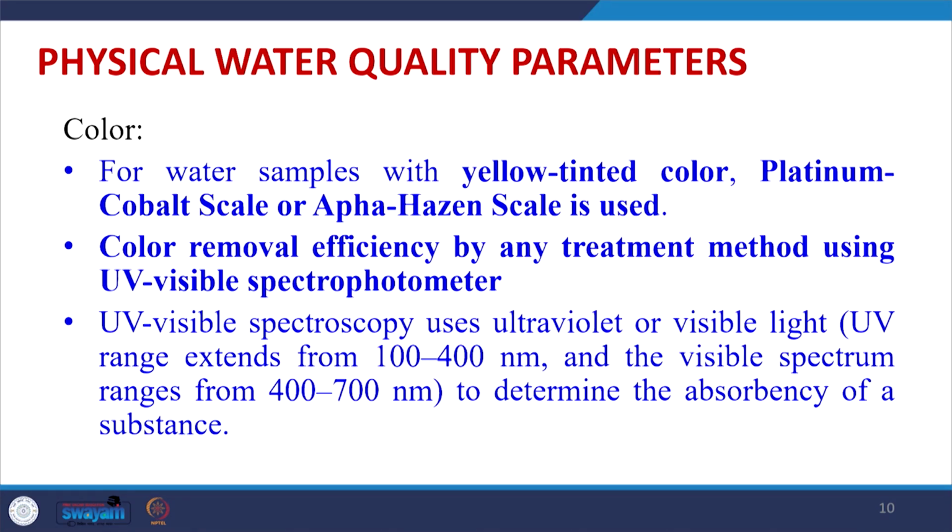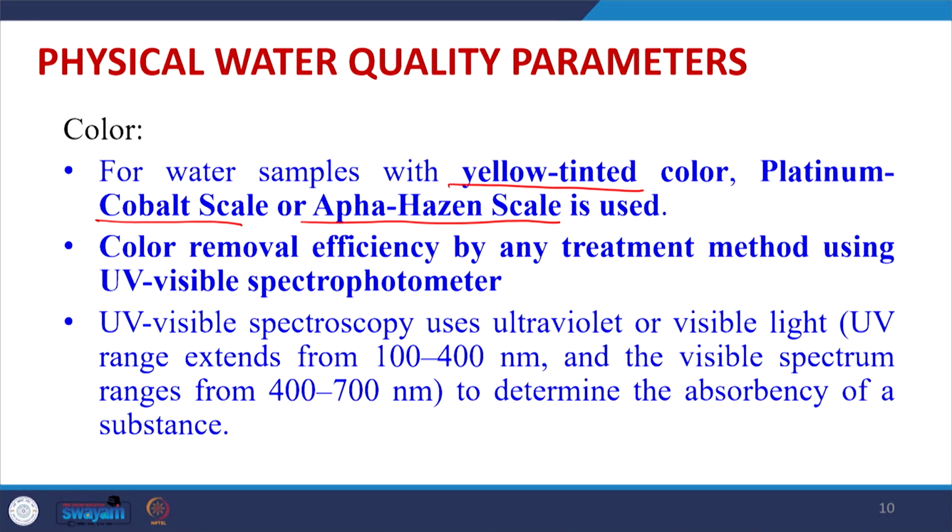For water samples with yellow tinted color, there is a method used for reporting the color of the water. Remember, it is for yellow tinted color. The platinum cobalt scale is used and it is also called the alpha Hazen scale. Remember, it was given by Hazen, and it is used for reporting the color of water samples with yellow tinted color. The instrument is also available for this.